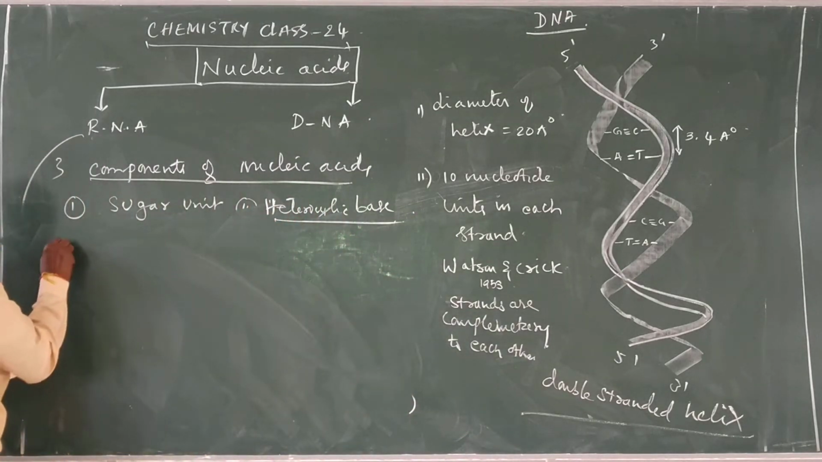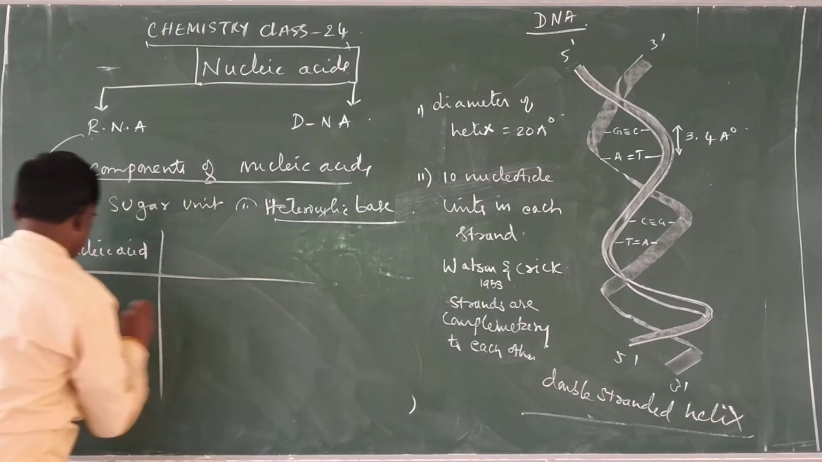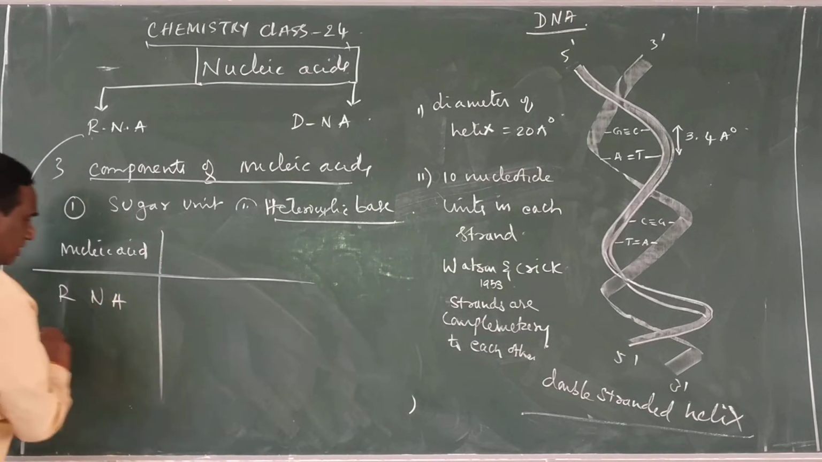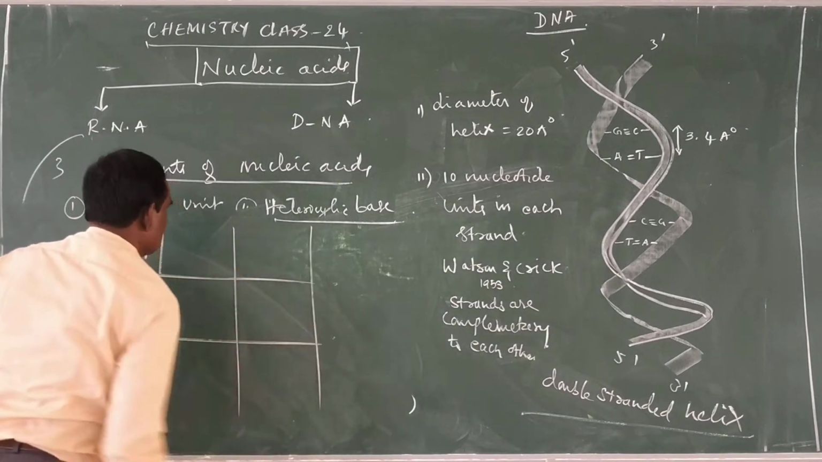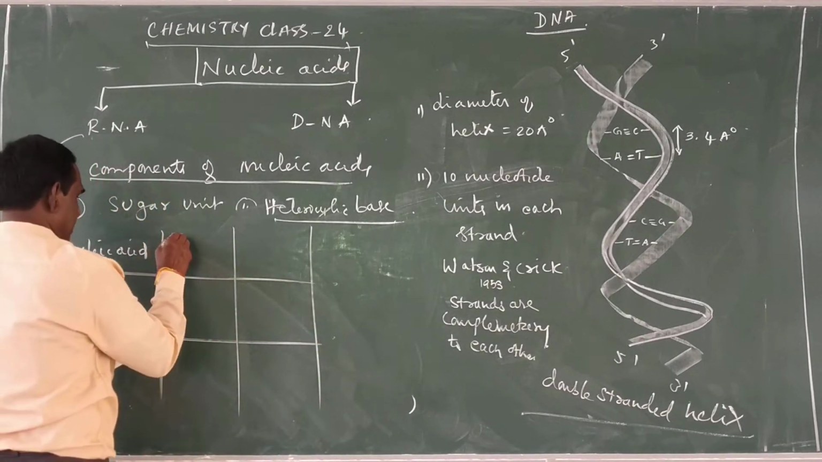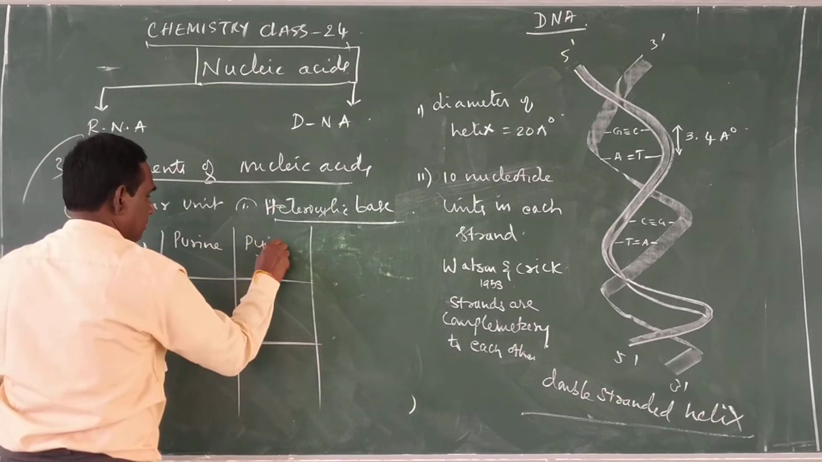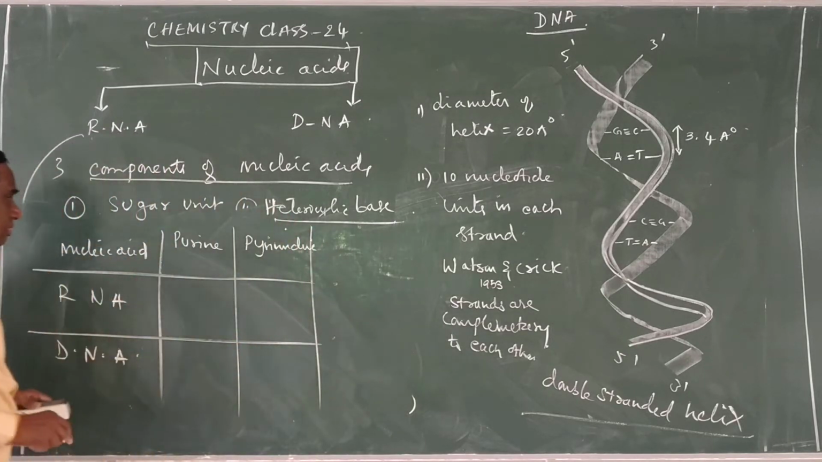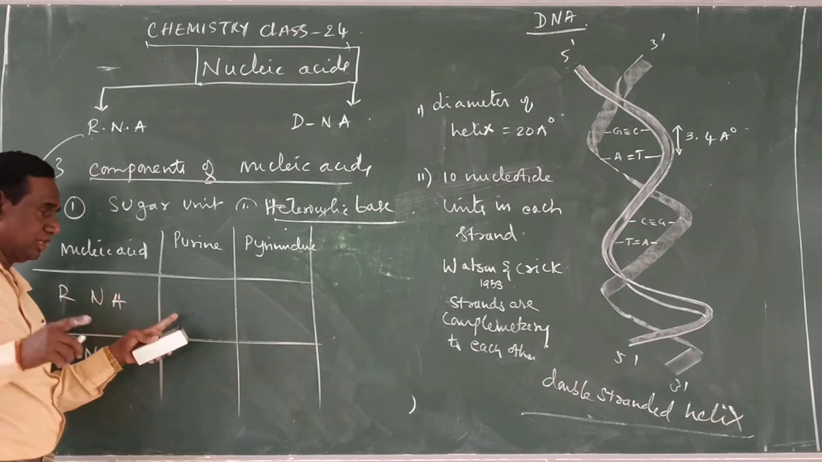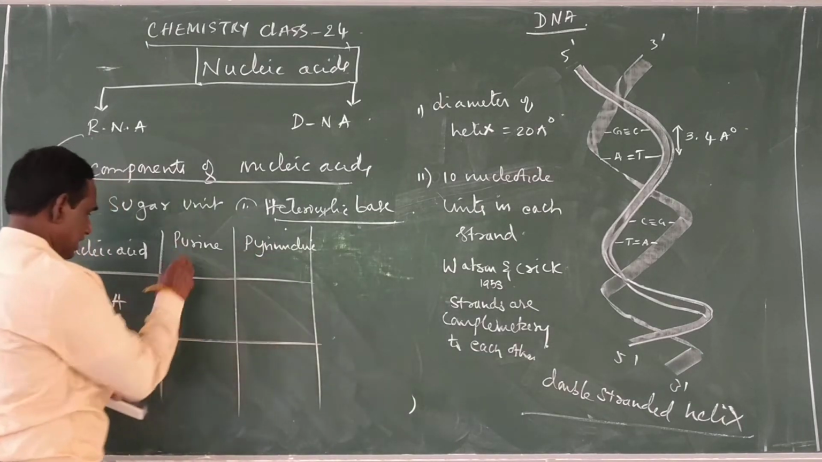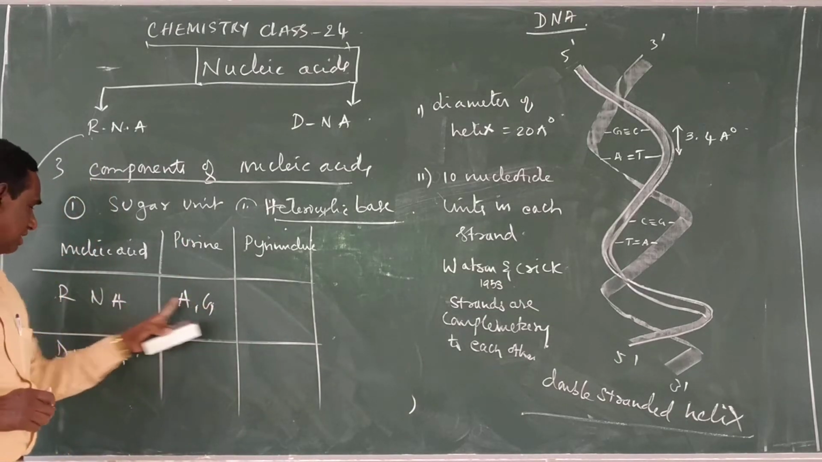So that is a type of nucleic acid. That is RNA, and then DNA. Here, purine bases, pyrimidine. So RNA contains Ag, that is the purine bases, adenine and guanine. Both Ag are present in RNA.